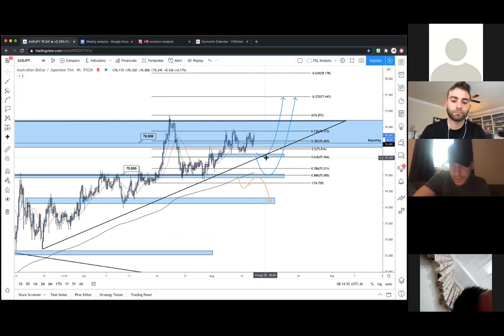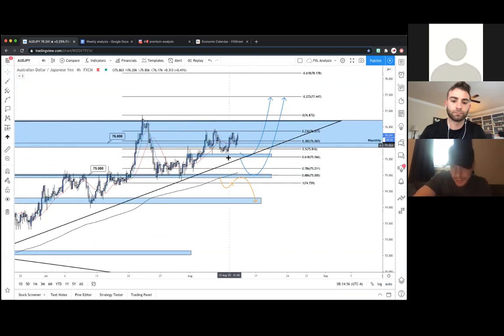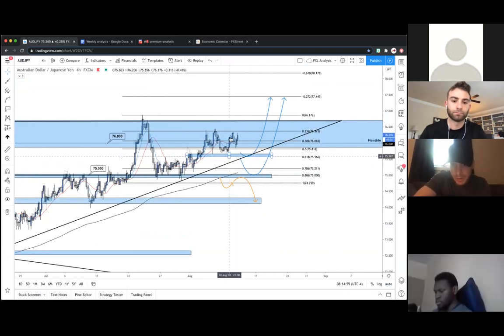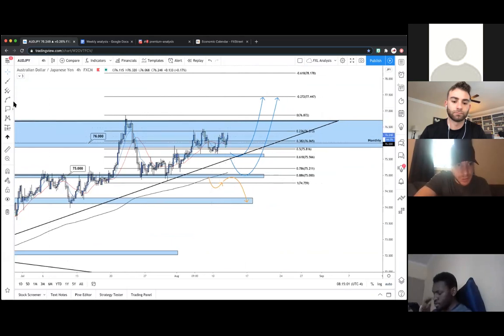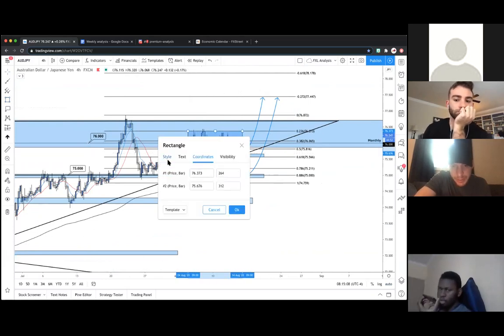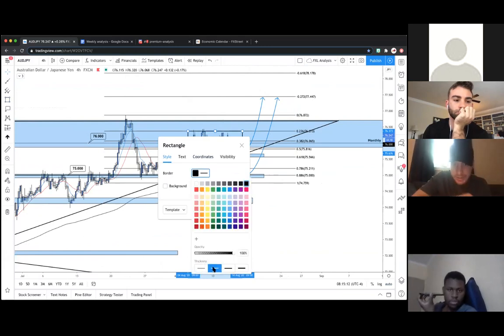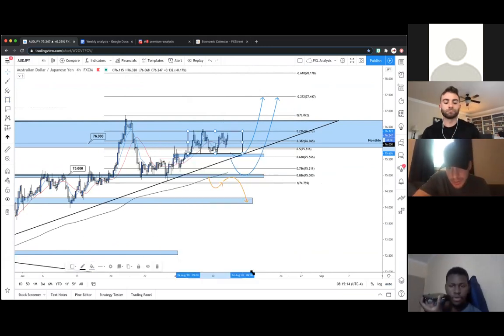I mean, there are potential entries here. I know I highlighted a rejection off the 61.8. You could have taken an entry there, but it just doesn't have the momentum just yet. It's kind of just holding here. So let's go ahead and highlight this, a little bit of a box pattern here, or rectangle, whatever you want to call it. Let me just make this a little bigger here so you guys can see this.